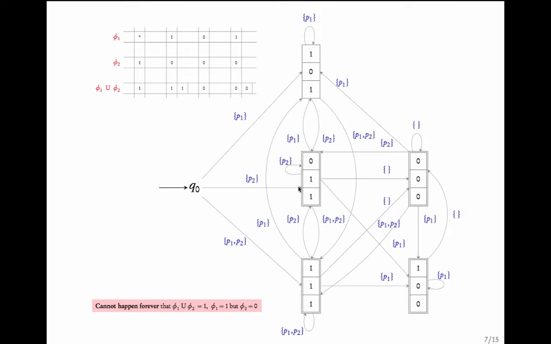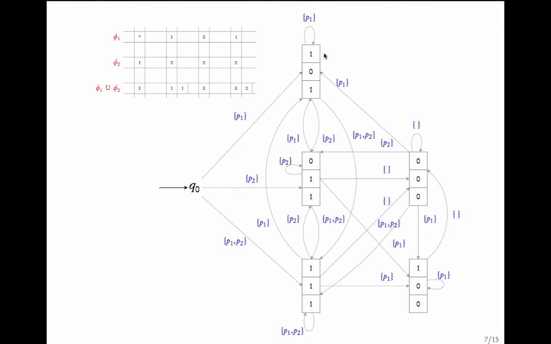Now look at this word P2 followed by empty letter and so on. That is fine. P1, P2 followed by P1 followed by P1 is fine because you have already satisfied P1 until P2. And then if you keep reading P1s, that's not a problem. Let me repeat. So up to this point, we added compatible states and we added transitions that satisfy the compatibility criterion.